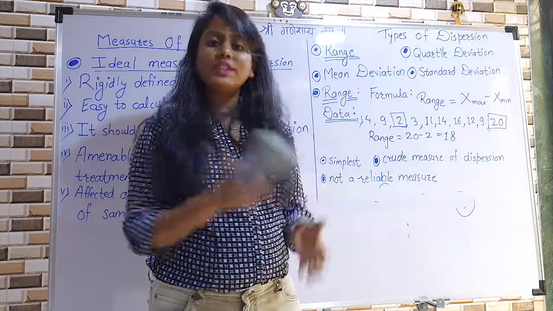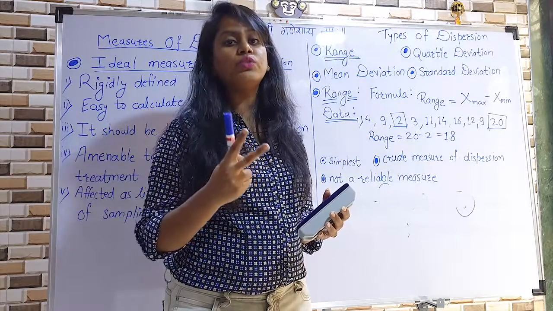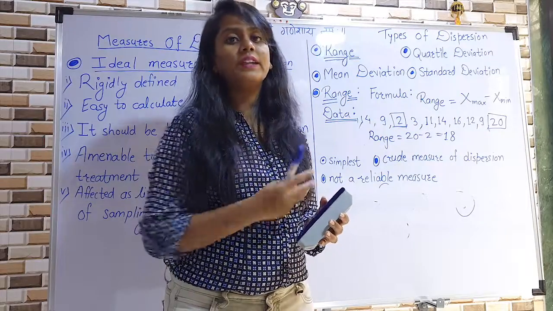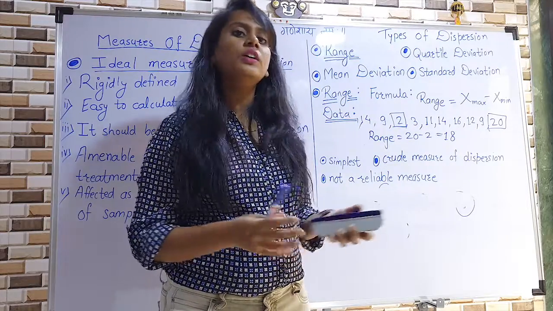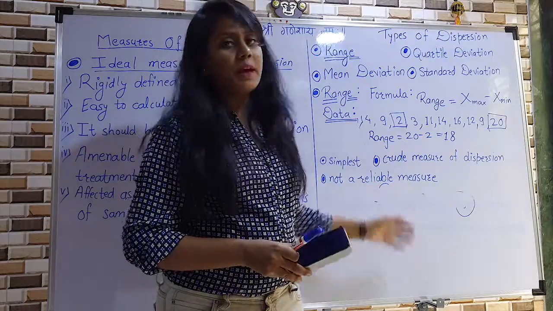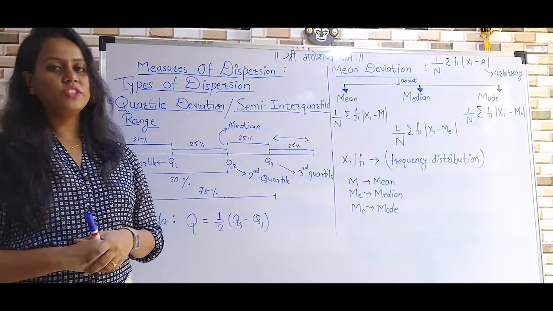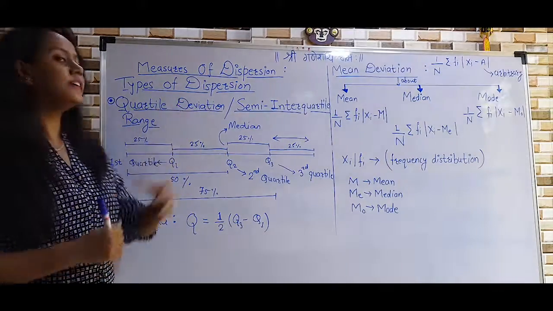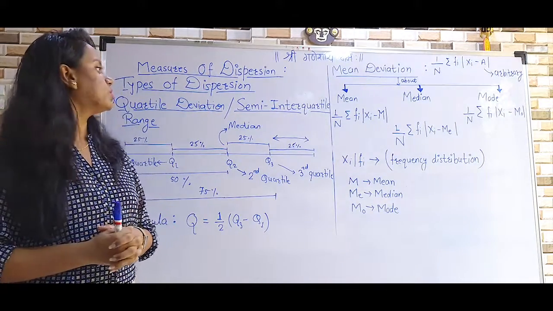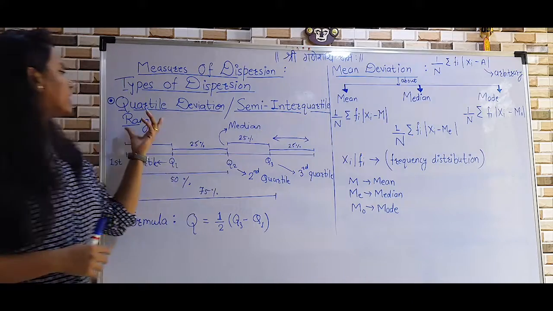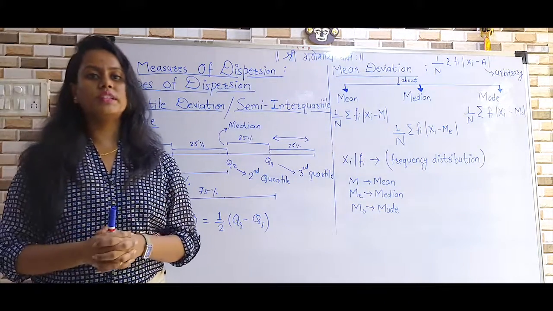Of course, it just considers the two values to conclude about the scatteredness, the dispersion, in the data. So yes, it is not a reliable measure of dispersion. The next measure of dispersion is the quartile deviation, sometimes also called the semi-interquartile range. What is the concept here?